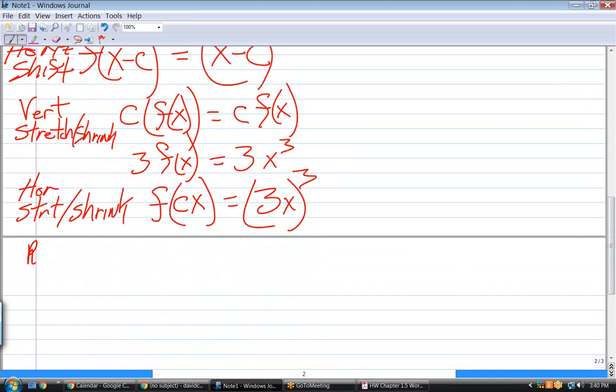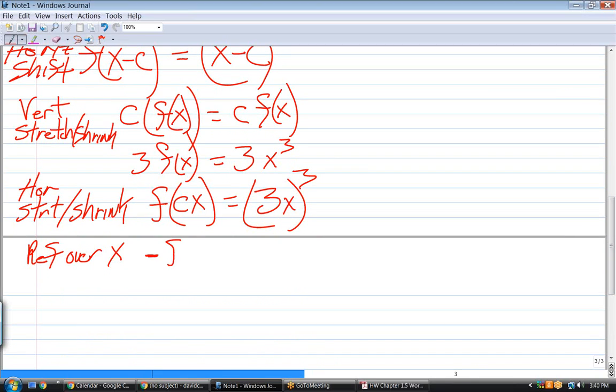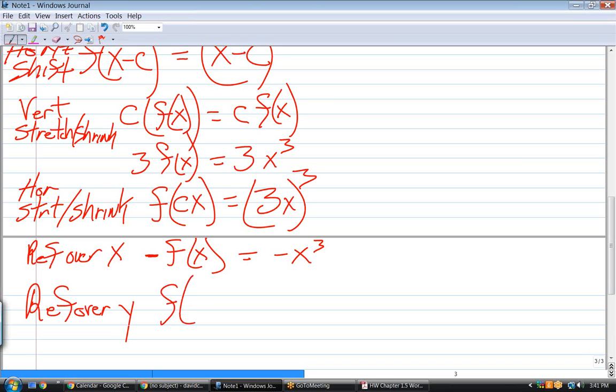There's only two more things that can be done. One is a reflection over x, and you get that with a minus f of x, or in our case, minus x cubed. And the last thing you can do is a reflection over the y axis, and you get that by f of minus x. So that would be minus x quantity cubed.